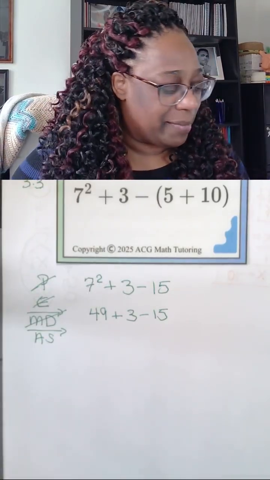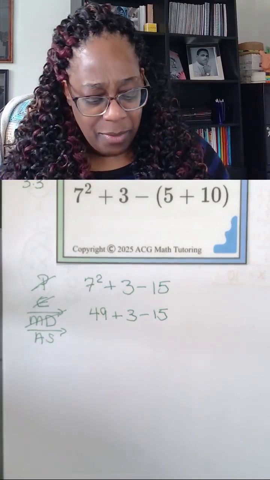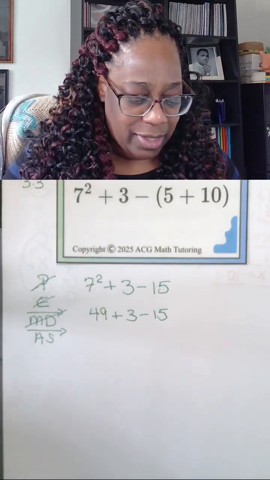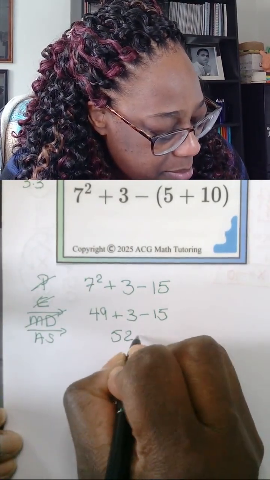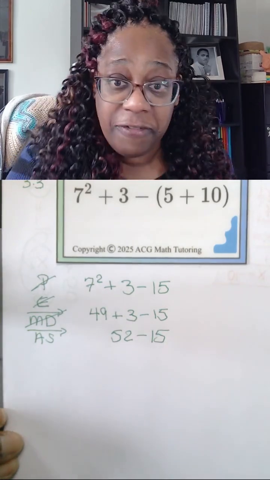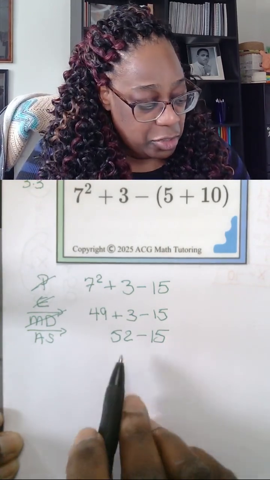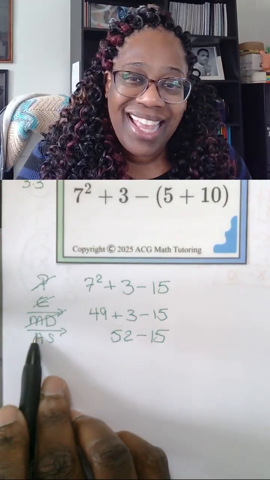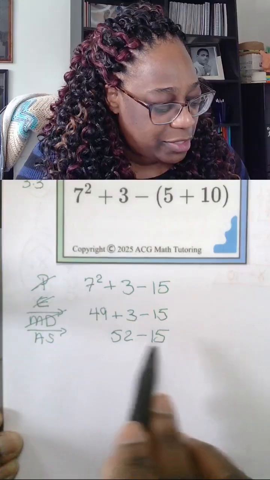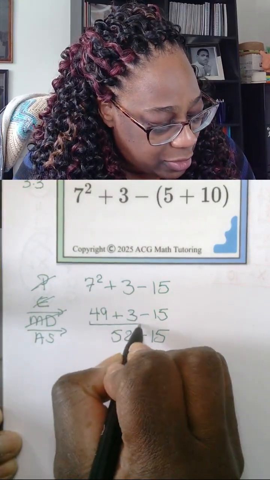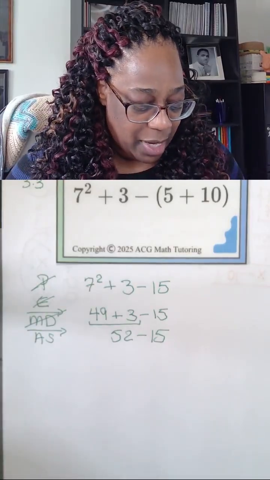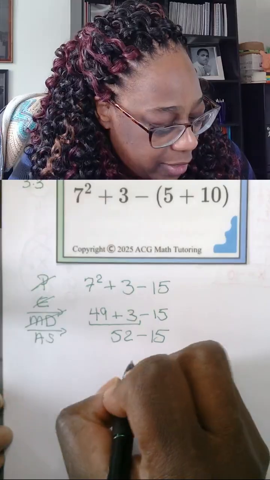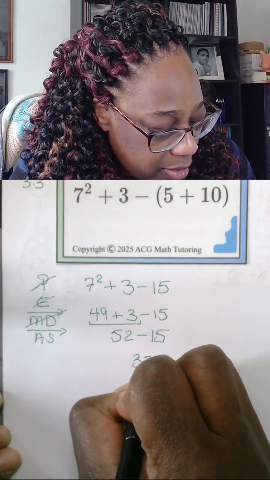Jeez. All right. So here we are. We got our 49 plus 3, so that gives us our 52 minus the 15. Okay? So now, remember, from left to right. So that's why we were able to combine these two first, because that's my left. Now we have our 52 minus our 15, so that will give us our 37.